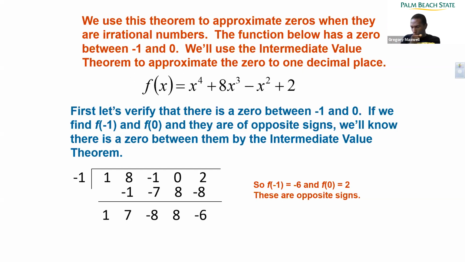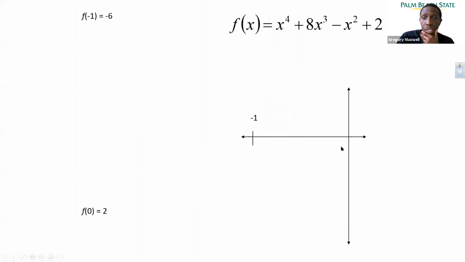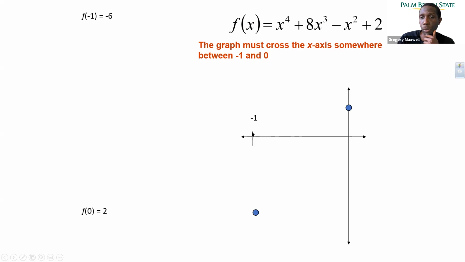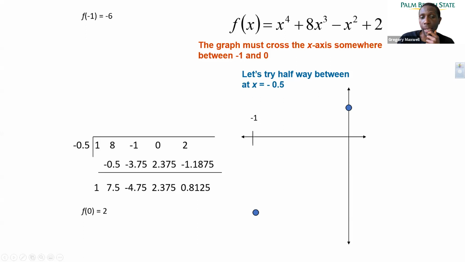Polynomials are smooth and continuous for all real numbers. Pardon me. So I try -1, I get -6. When I try 0, I get 2. So then I choose a number between -1 and 0, say -half. When I plug in -half, I get a positive answer, which means the graph now crosses between -1 and -half.